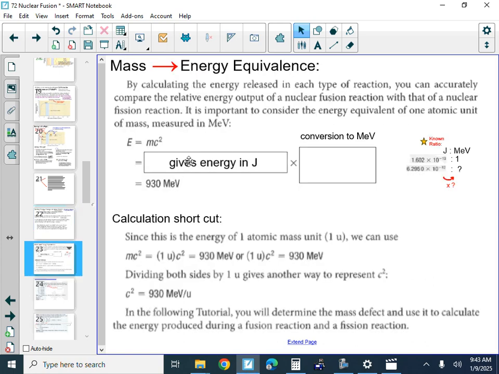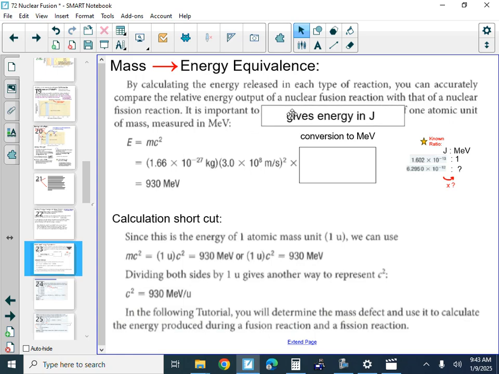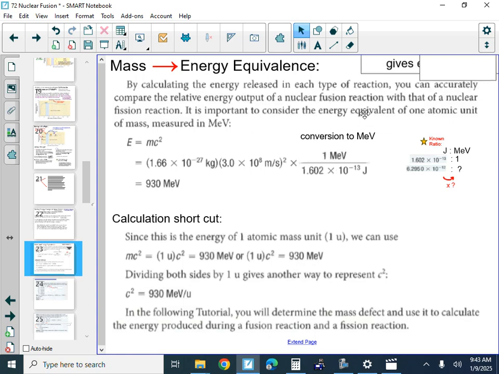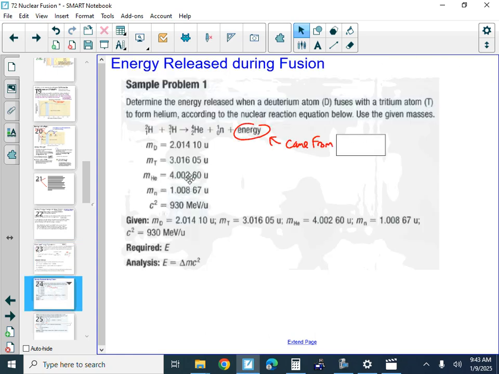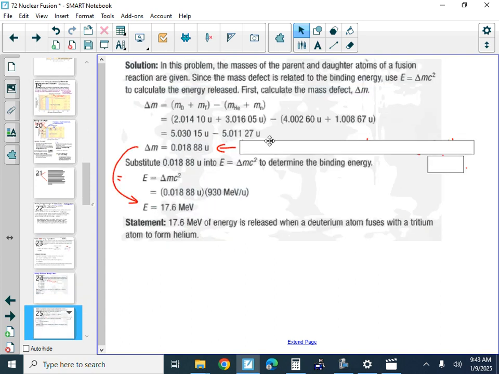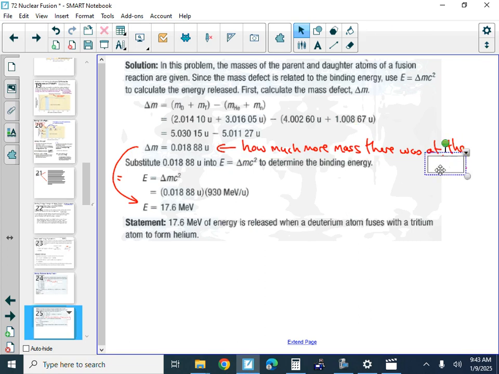And then the mass and energy equivalence, we've already seen this, where you can just multiply by 930 to get the number. Basically they're showing here, if you have a fusion reaction where you have hydrogen and hydrogen fusing to make helium, this is what the sun's doing, then we have a certain amount of mass before and afterwards. And so you can find what the mass difference is, so how much more mass there was at the start versus the end. So the mass that's missing, of course, is the energy. So you take that change in mass.